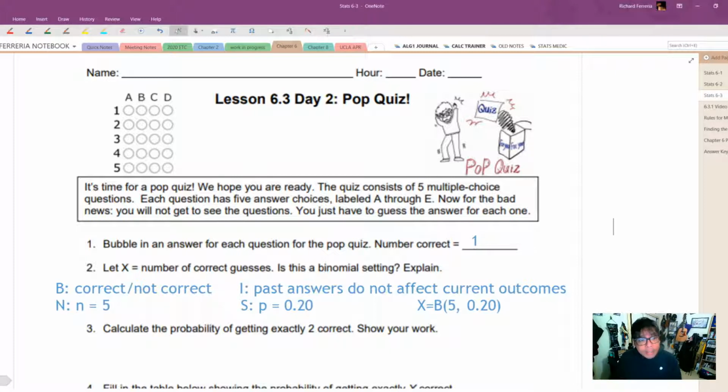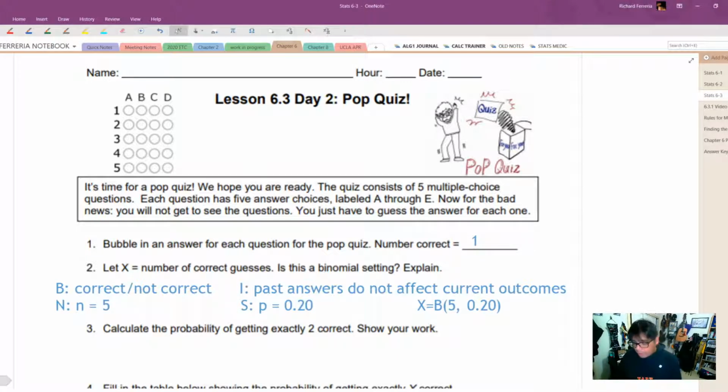N, what is the set number of trials? We're doing 5 questions, so N is 5. And finally, S, do we have the same probability of success for each one of these options? Yes, every question has a 20% probability of being correct. That's 1 out of 5. 1 divided by 5 is 0.2. So this is a binomial setting.